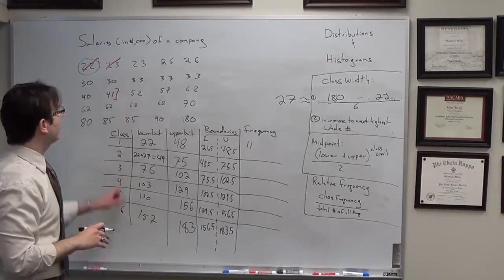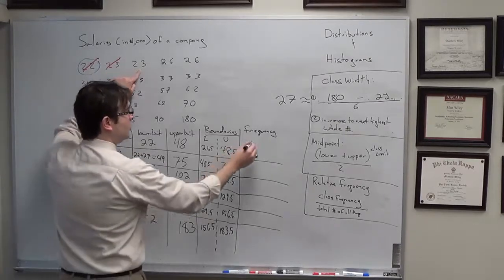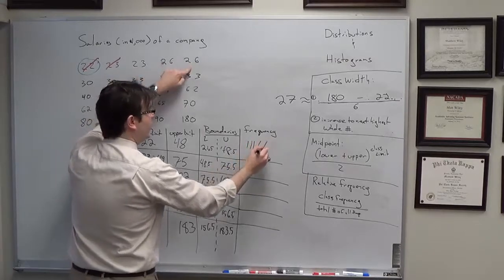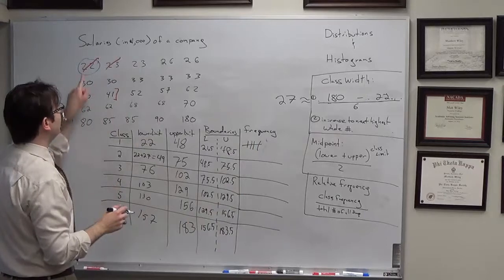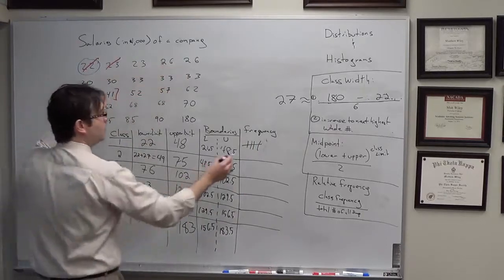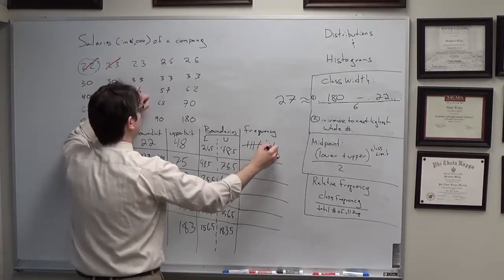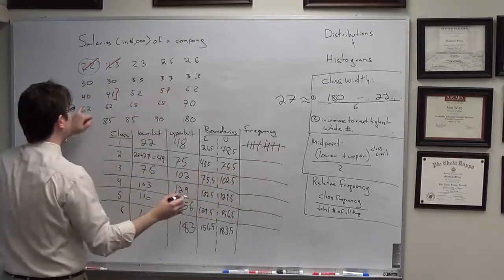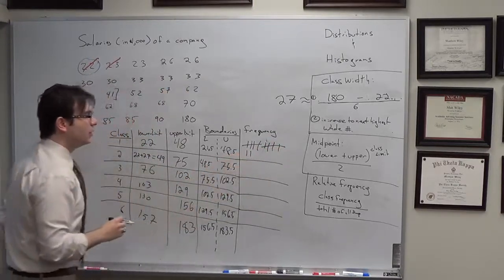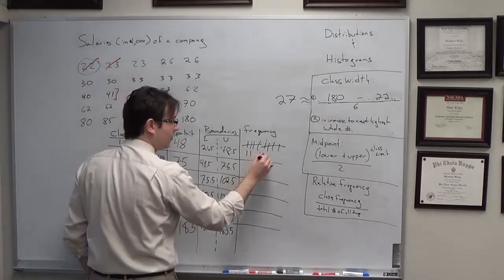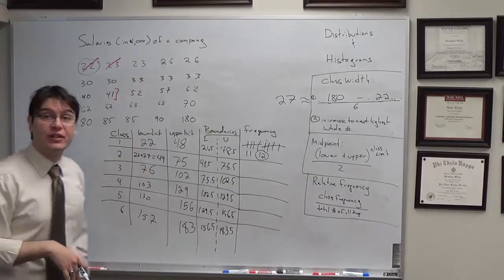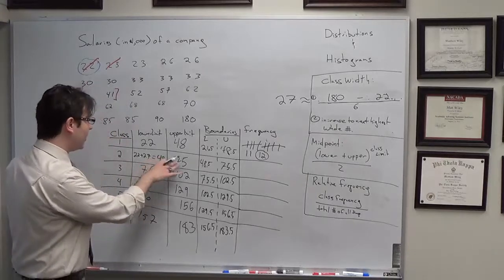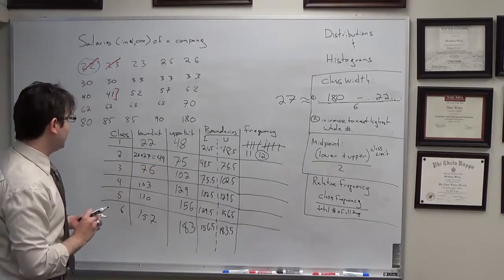So I have 1, 2, 3, 4, 5. Maybe every 5 I'm going to do a cross here so it's easy to count. So 1, 2, 3, 4, 5. 1, 2, 3, 4, 5. 1, 2. So 12. 12 of the salaries fall into the first class. All right, let's carry on with this.